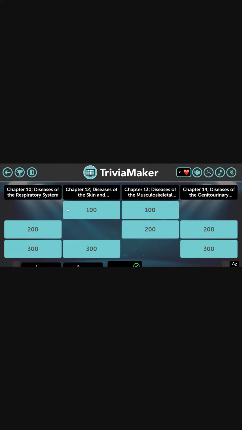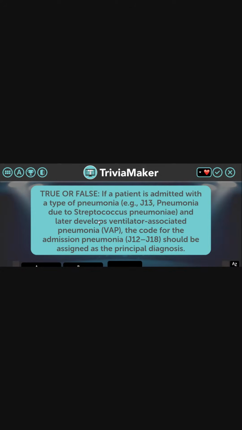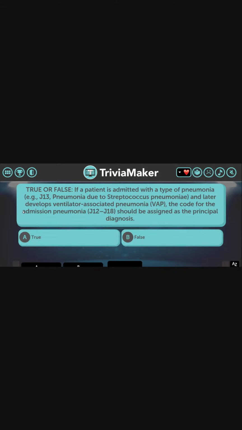Let's go back to our chapter 10, diseases of the respiratory system. Let's do a 300 now. Oh, this is a long one. All right. So, if a patient is admitted with a type of pneumonia, for example J13, pneumonia due to Streptococcus pneumoniae, and later develops a ventilator associated pneumonia or VAP, the code for the admission pneumonia should be assigned as the principal diagnosis. So they come in with one type of pneumonia, it develops into ventilator associated pneumonia. Are we assigning the original pneumonia as the principal diagnosis? Yes or no?